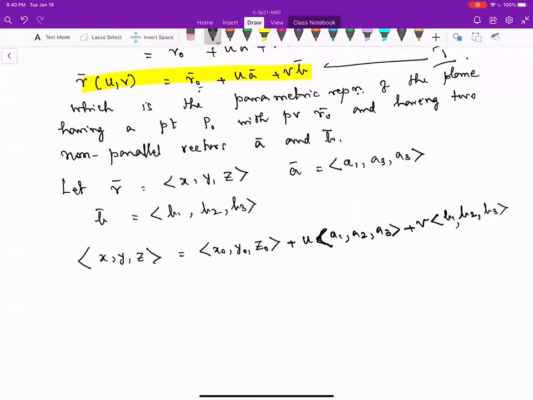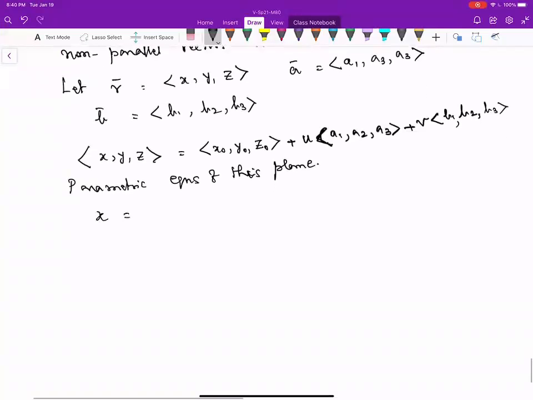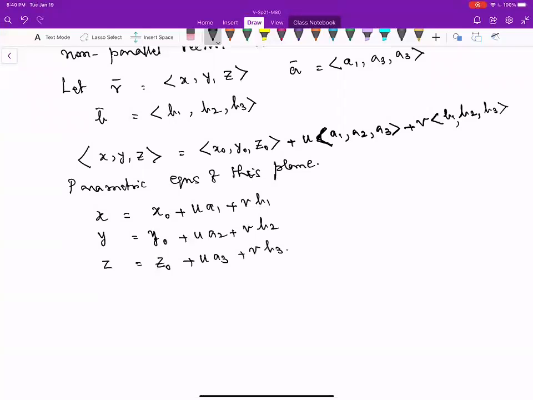Now we are going to write the parametric equations of this particular plane with the conditions given. I equate the coordinates on either side. The x component on the left hand side is x. The x component on the right hand side would be x0 plus uA1 plus vB1. y is y0 plus uA2 plus vB2. z is z0 plus uA3 plus vB3. These are the parametric equations of this particular plane.